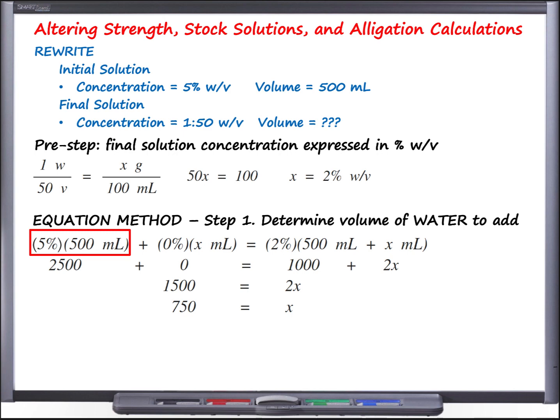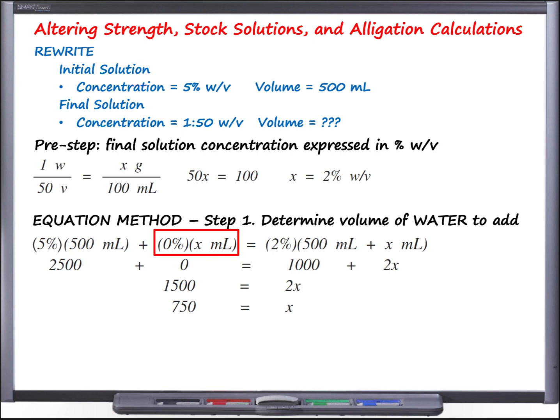What are we adding to that? We are adding water. What is the concentration of boric acid in water? 0. There is no boric acid in water, so its concentration is 0%. What volume of water are we going to add? We don't know that. That is what we are solving for in this equation, so let's set it equal to X, the number of milliliters of water to add. So we have 0% for the concentration times the volume of water we're going to add, which we set as X milliliters.